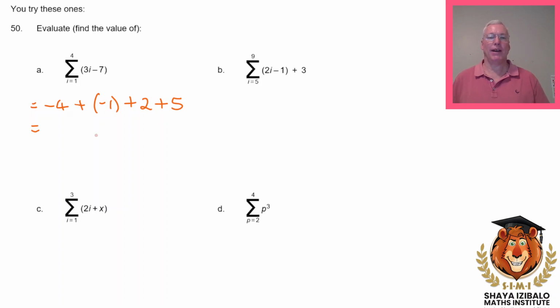Negative 5 and positive 5 is 0. They cancel each other out, and we get a final answer of 2. Okay, let's look at the next one.